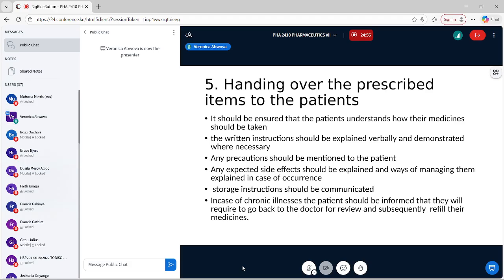So I will not continue to emphasize that, but please note that the written instructions should be explained verbally and demonstrated where necessary. Any precautions should be mentioned to the patient.